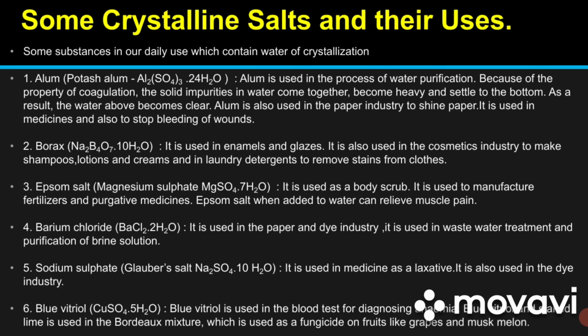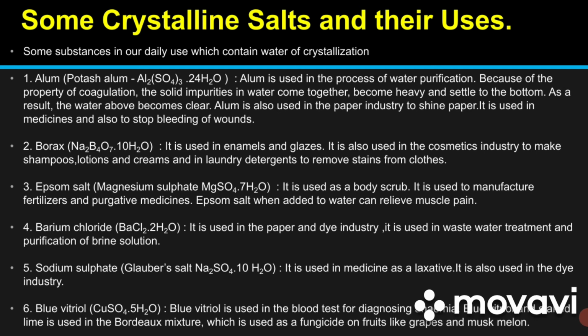Some crystalline salts and their uses. Some substances in our daily use which contain water of crystallization are as follows. Alum, also known as potash alum, molecular formula Al2(SO4)3.24H2O. Alum is used in the process of water purification. Because of the property of coagulation, the solid impurities in water come together, become heavy and settle to the bottom. As a result, the water above becomes clear.